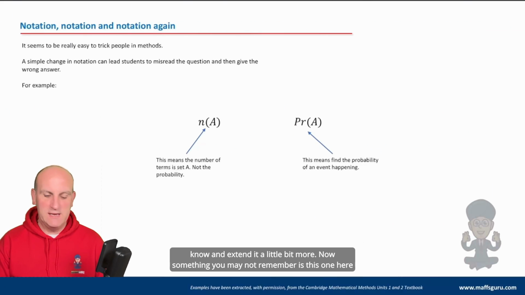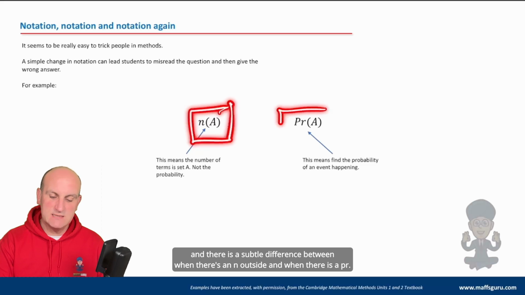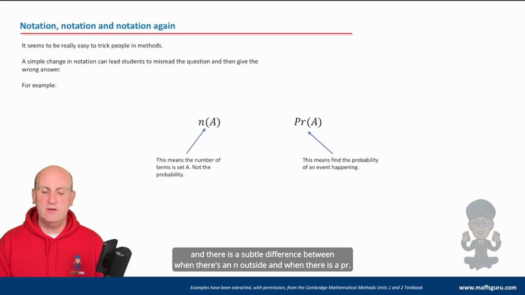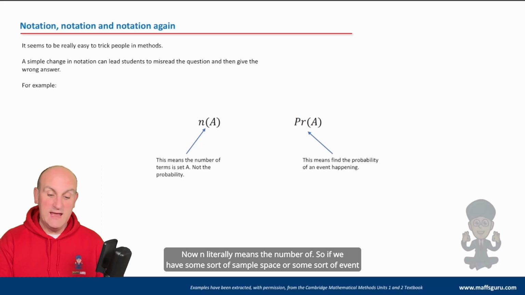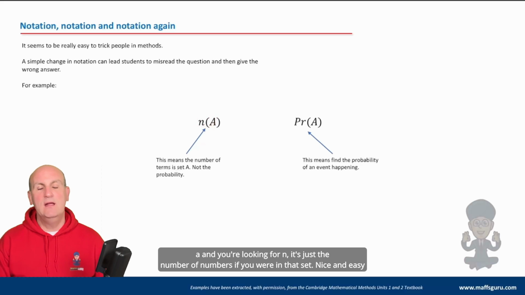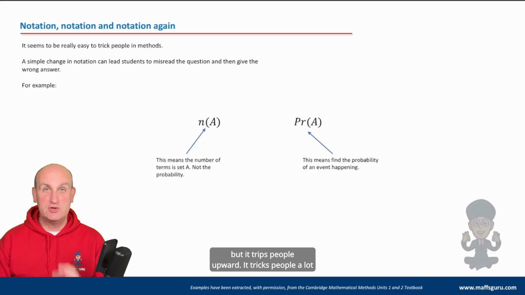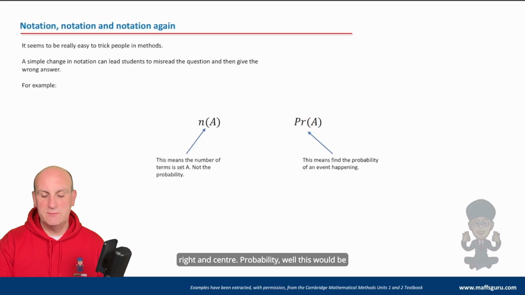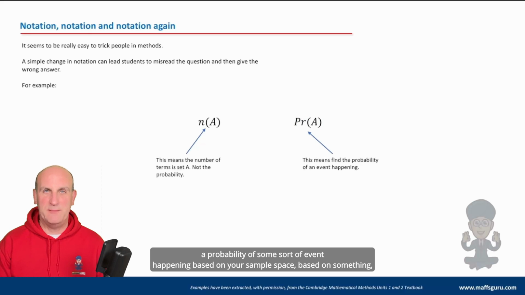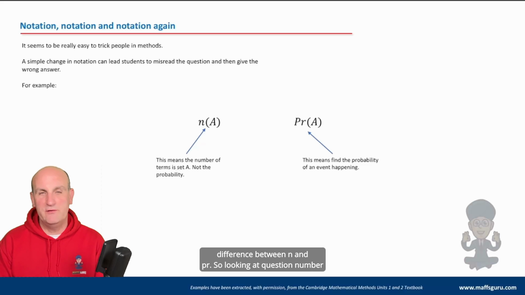Now, something you may not remember is this one here. There is a subtle difference between when there's an N outside and when there is a Pr. N literally means the number of. So if we have some sort of sample space or some sort of event A, and you're looking for N, it's just the number of elements in that set. Nice and easy, but it trips people up a lot. Probability would be the probability of some sort of event happening based on your sample space. But it's important to know the difference between N and Pr.